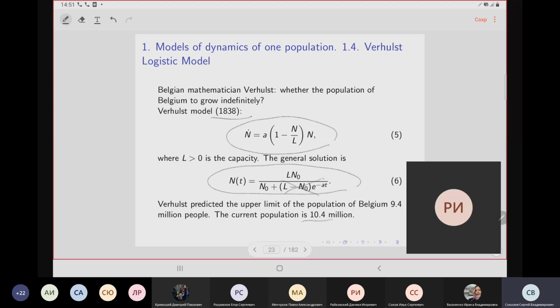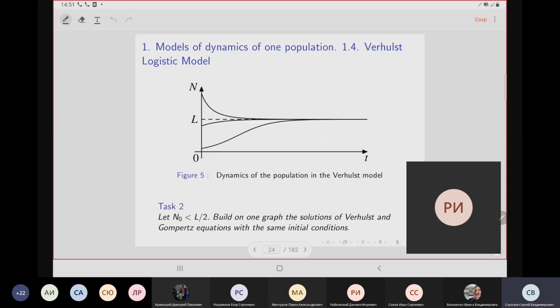Well, the model is very close to the previous one, so I don't think I can add something. Maybe only the picture. Another task for you: use Matcad or Mathematica, or as you wish. Build on one plot the solutions of Verhulst and Gompertz equations and compare the solutions with the same initial conditions. And you can see the difference between Verhulst and Gompertz.